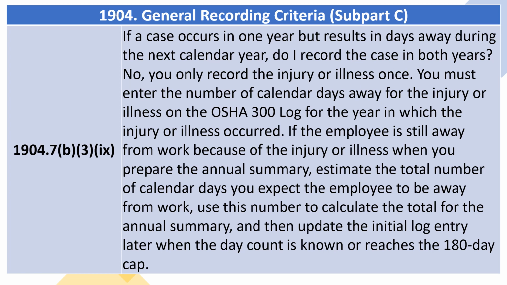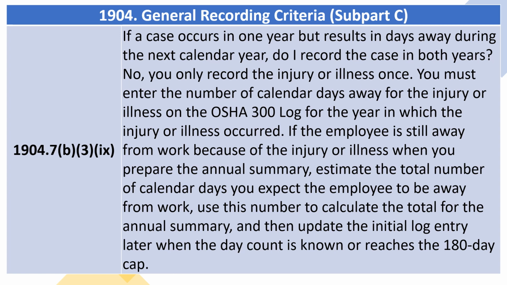1904.7(b)(3)(ix). If a case occurs in one year but results in days away during the next calendar year, do I record the case in both years? No, you only record the injury or illness once. You must enter the number of calendar days away for the injury or illness on the OSHA 300 log for the year in which the injury or illness occurred.